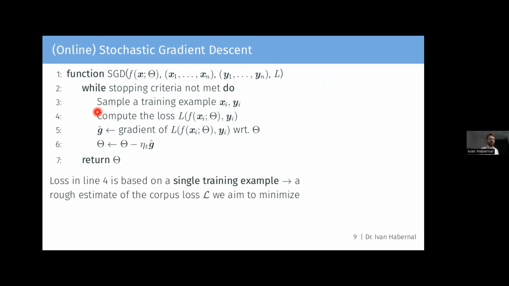It's online because here on line 4, we're taking a single training example. We're picking a random example from the training data, and it gives us only a rough estimate of the corpus loss, because we're trying to minimize the corpus loss for all the training data, but we pick one single training example at a time. You take one example, compute a gradient, do the step, pick another example, and so on. So it could be used when your data is coming online, when somebody's sending you newly labeled data. You pick one at a time and learn a new set of parameters.